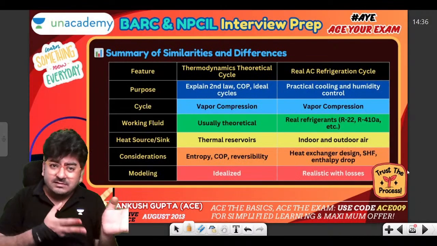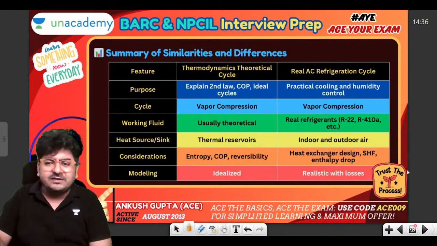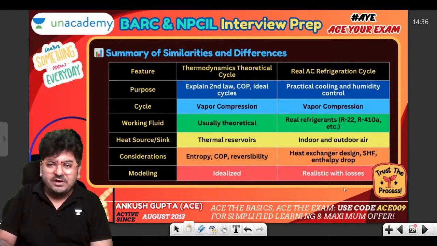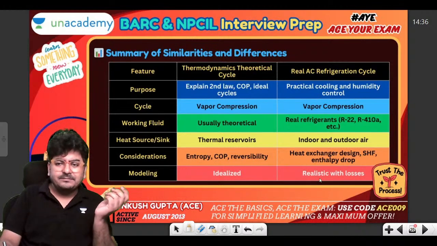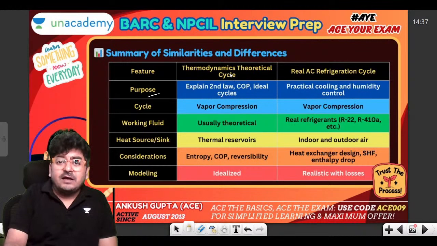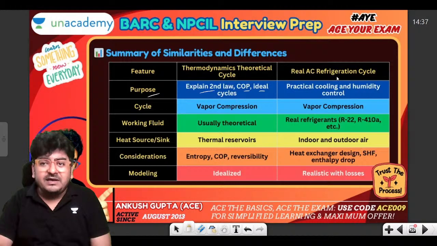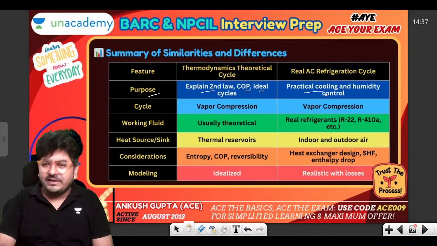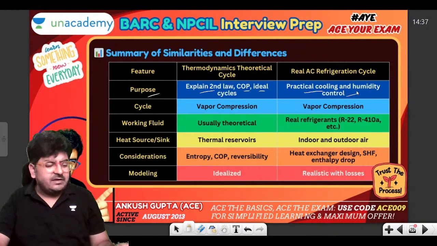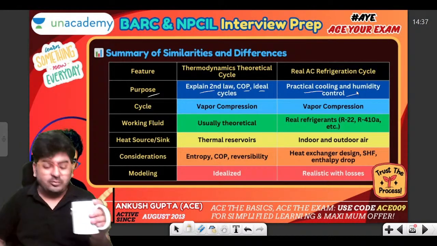Now, if I talk about the ideal cycle and real cycles, what is the difference? So I have created this table to summarize all the points. Okay, so you can understand here. Purpose in ideal cycle, theoretical cycle purpose is to explain the second law, COP, ideal cycle, etc. And in real applications, the purpose is cooling and humidity control. Okay? Like I said, humidity should not decrease up to a very low value.